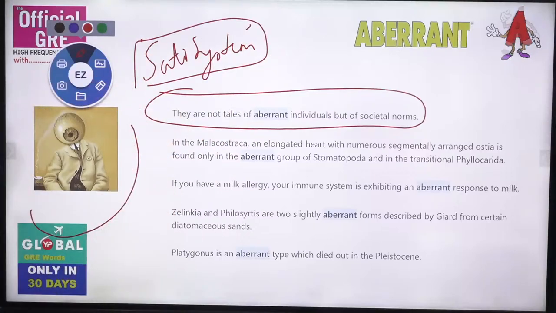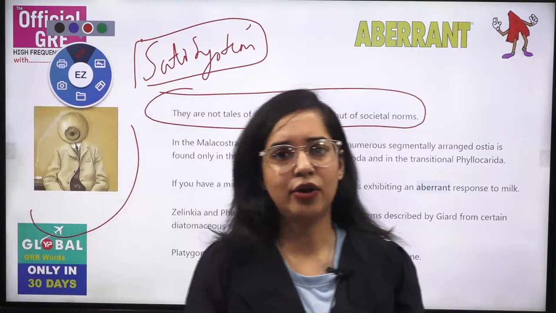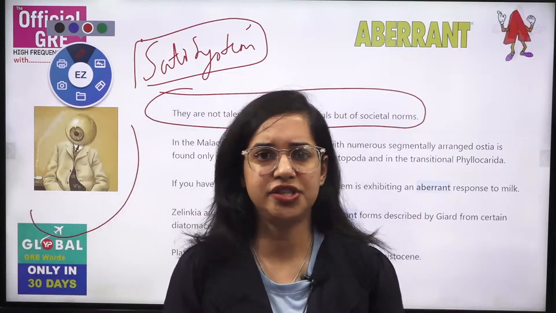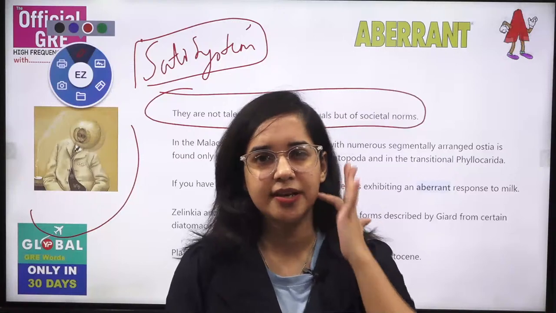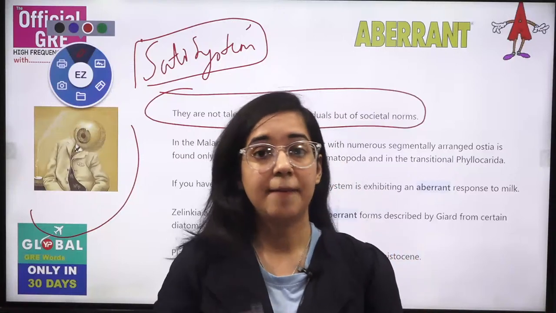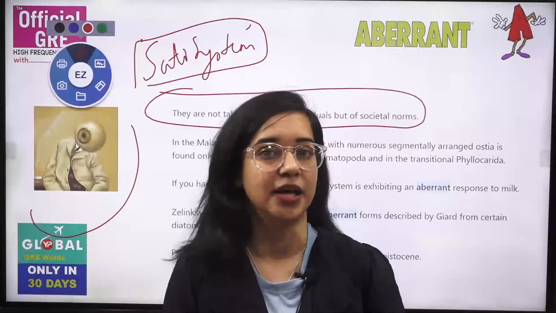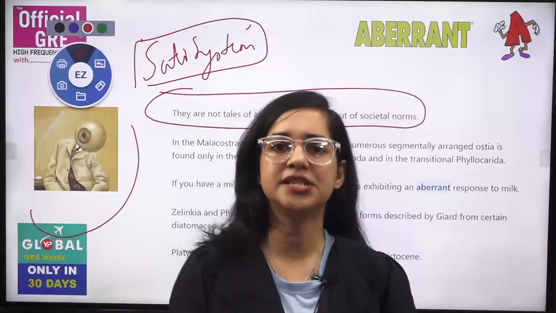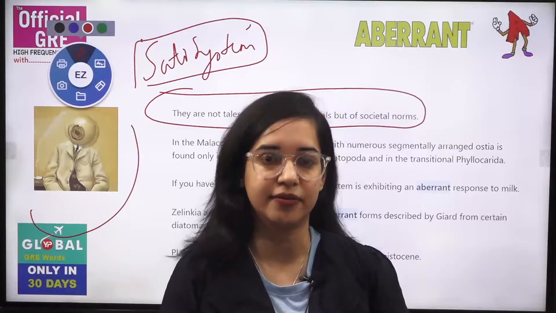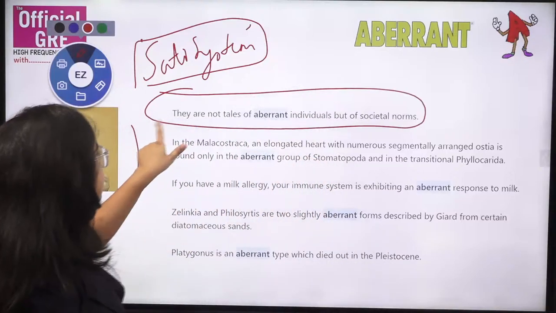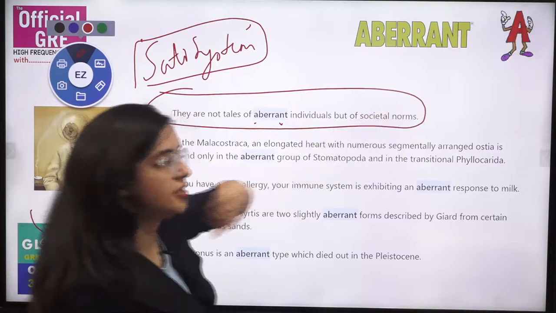If I just say there was a girl named Rita and she just died on the, you can say, she sacrificed her life as soon as her husband died. So this you will think like, why she did like that? Now I am explaining that they were not aberrant individuals, they were not mad, but actually the society's norms were such that as soon as the husband dies, the wife has to give her life, right? So this is termed as they are not aberrant tales of the individuals but of societal norms.